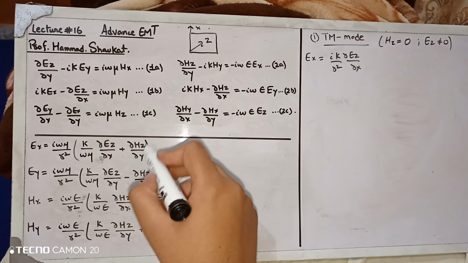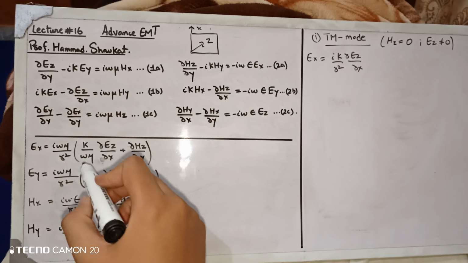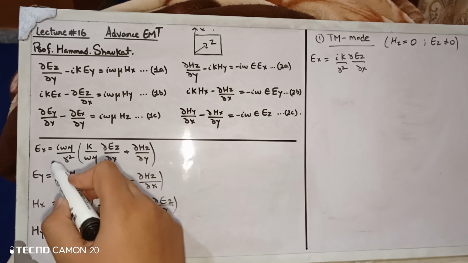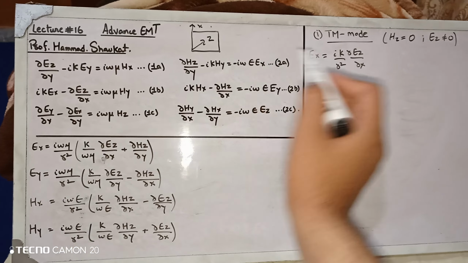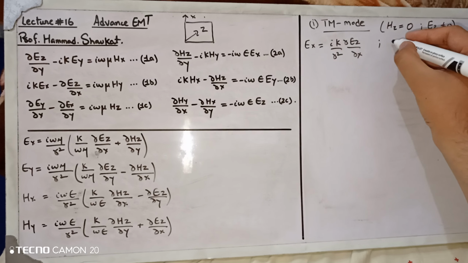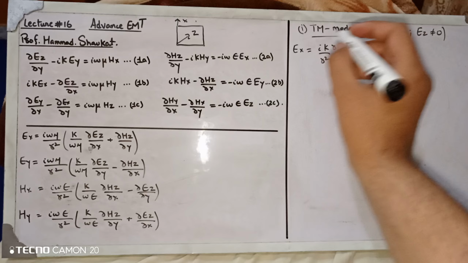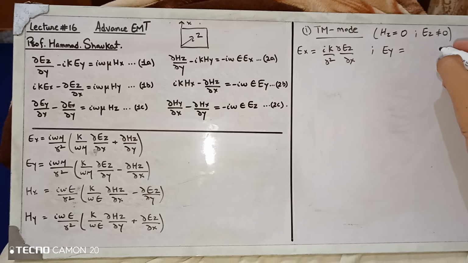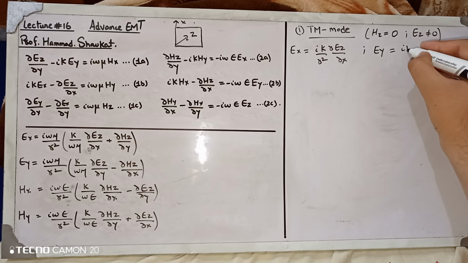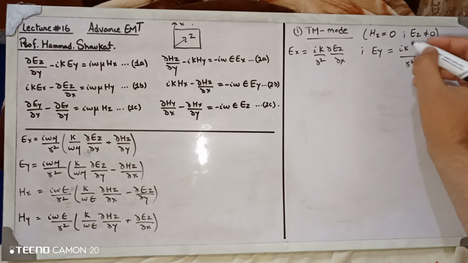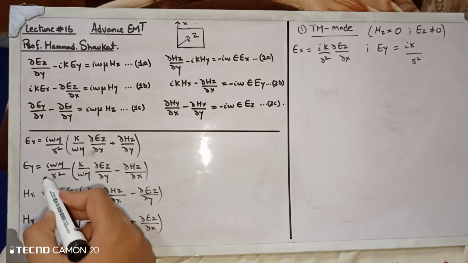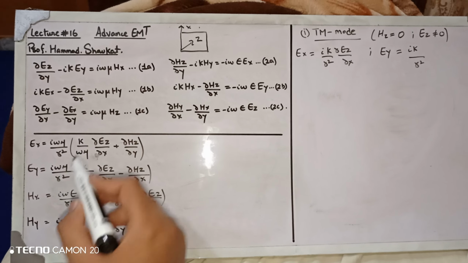Okay, because this term is 0, you will only be left with this, and this omega mu cancels with this omega mu, so you will only be left with iota k divided by r square, which I wrote here. And similarly your Ey term can be written as in TM mode, and this expression becomes 0. You will only be left with iota k divided by r square, because this omega mu cancels with this omega mu.